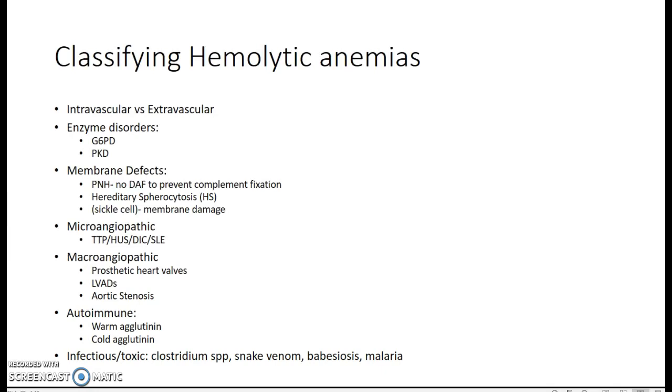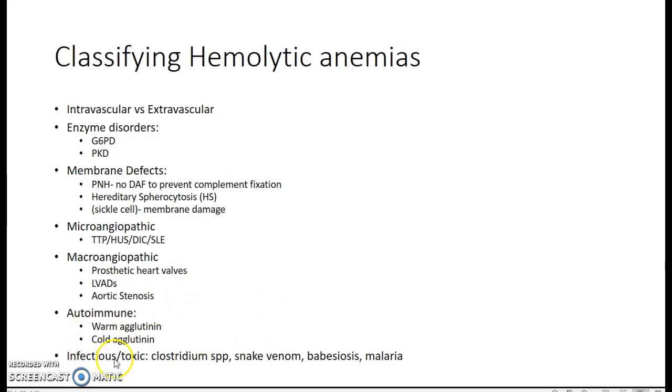Looking more at the hemolytic anemias over here on this side of your chart. So let's go through the classification. One of the primary ways you can classify is intravascular versus extravascular, based on the site of hemolysis. You can also classify based on what the disorder is. So is it an enzyme disorder, membrane defect, microangiopathic, macroangiopathic, more autoimmune? These are all going to be a mix of intravascular and extravascular, but it's just other ways to think about it in terms of categories.